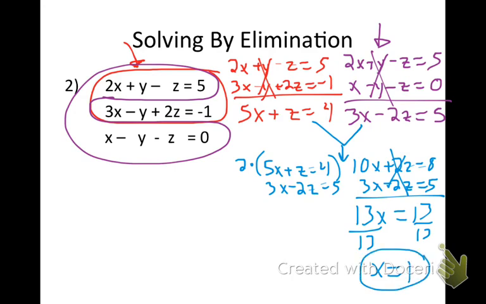Solve it from there on your own. Take a couple seconds from here. I would take x and plug it back in to solve for z. Then take x and z and plug it back in for y. So take a couple seconds, try the rest of this on your own.